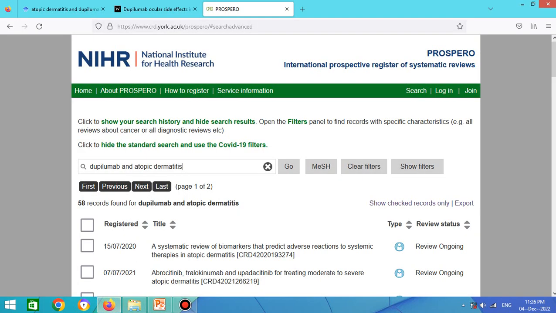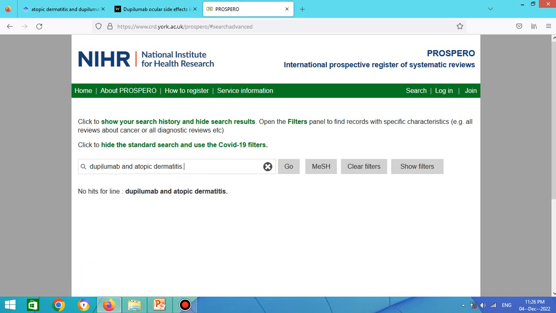And PROSPERO also pays attention to the spelling of the words and the characters. If we add a dot here and click OK, you will find 0 results. However, this is not right, and there are many protocols about atopic dermatitis alone or dupilumab or the combined.